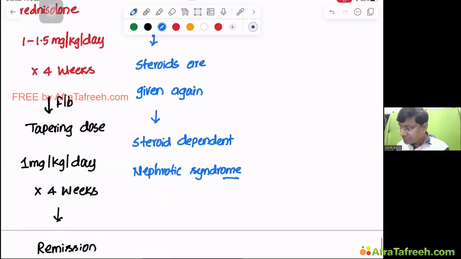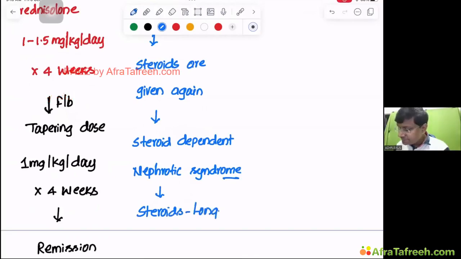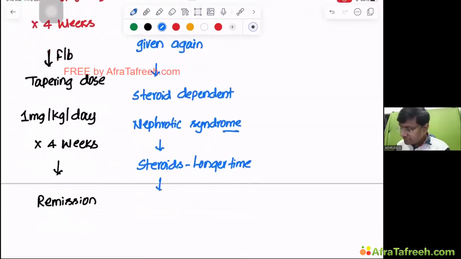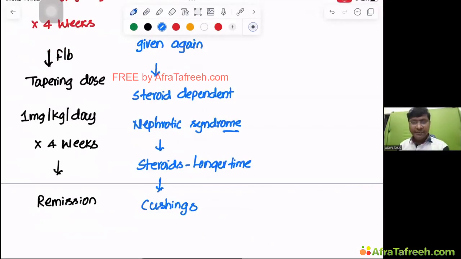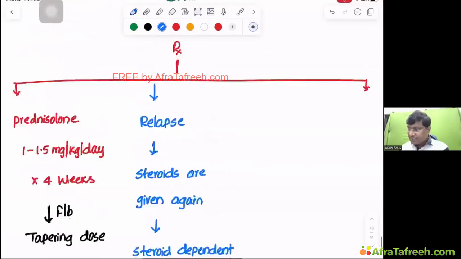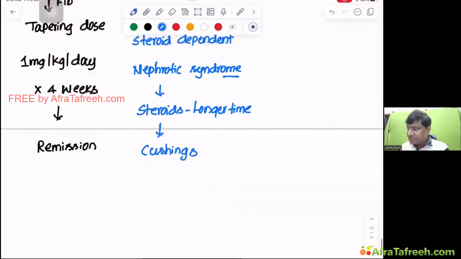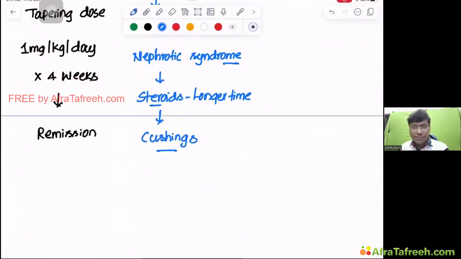And when these patients are given steroids for longer time, what is the endocrine abnormality that these patients can develop? Very good, Kiki. So they develop Cushing's, right? Okay. Now, there is toxicity with steroids. When the patient is on long-term steroids, there is development of Cushing's.